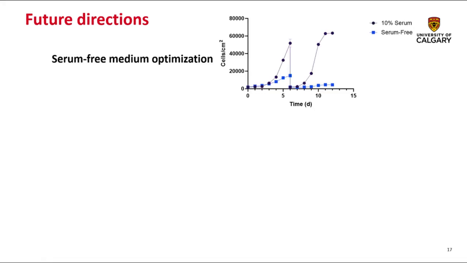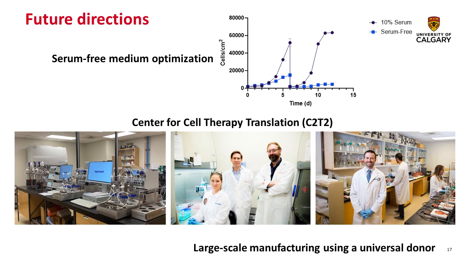Future directions of this study, we hope to eliminate the use of serum in order to decrease batch-to-batch variability and reduce risk of immune rejection. There's also the Center for Cell Therapy Translation, or C2T2, which is currently under construction at the veterinary school at U of C, which will allow for more trials like this, combining biomedical engineering, stem cell research, and veterinary medicine. And finally, I've shown quite a bit of variability between donors today, and a possible way to overcome this in the future would be the large-scale manufacturing of a universal donor, which my colleague will touch on in the next presentation.